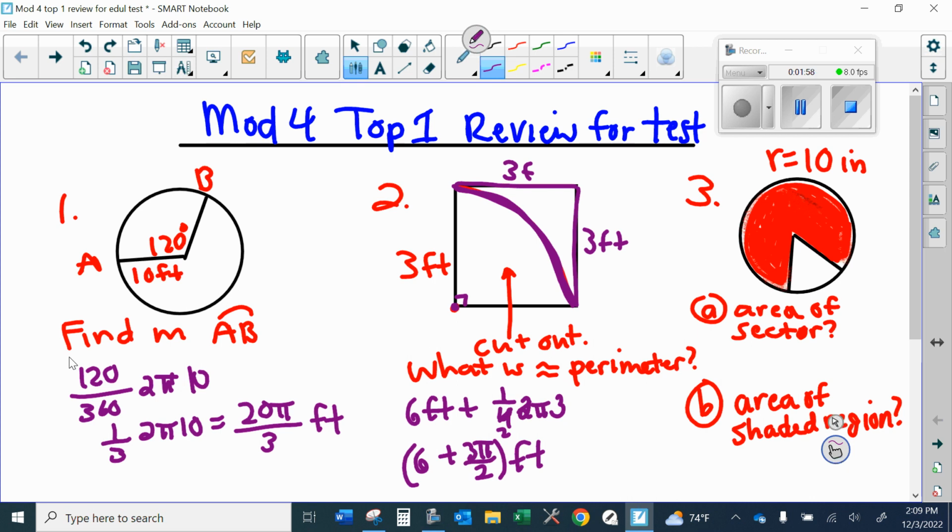If it said nearest tenth or hundredth, again, you put 3 times pi, use the actual pi button in your graphing calculator, and then divide by 2 plus the 6.